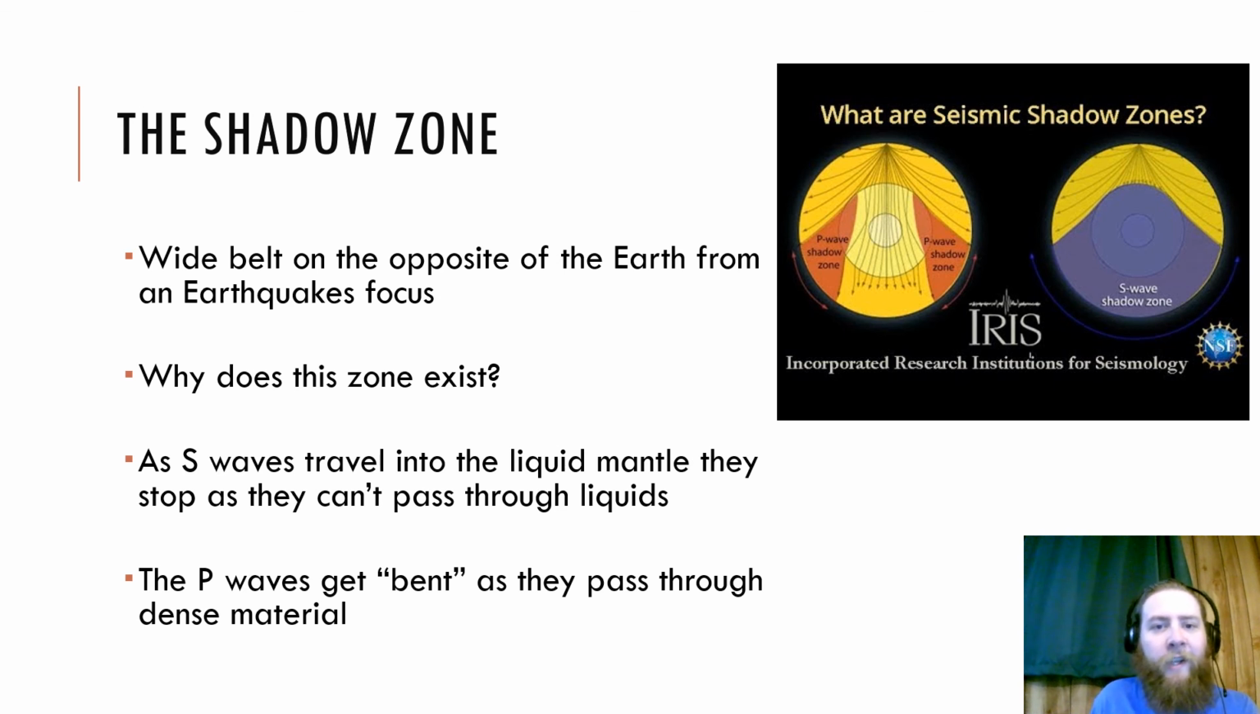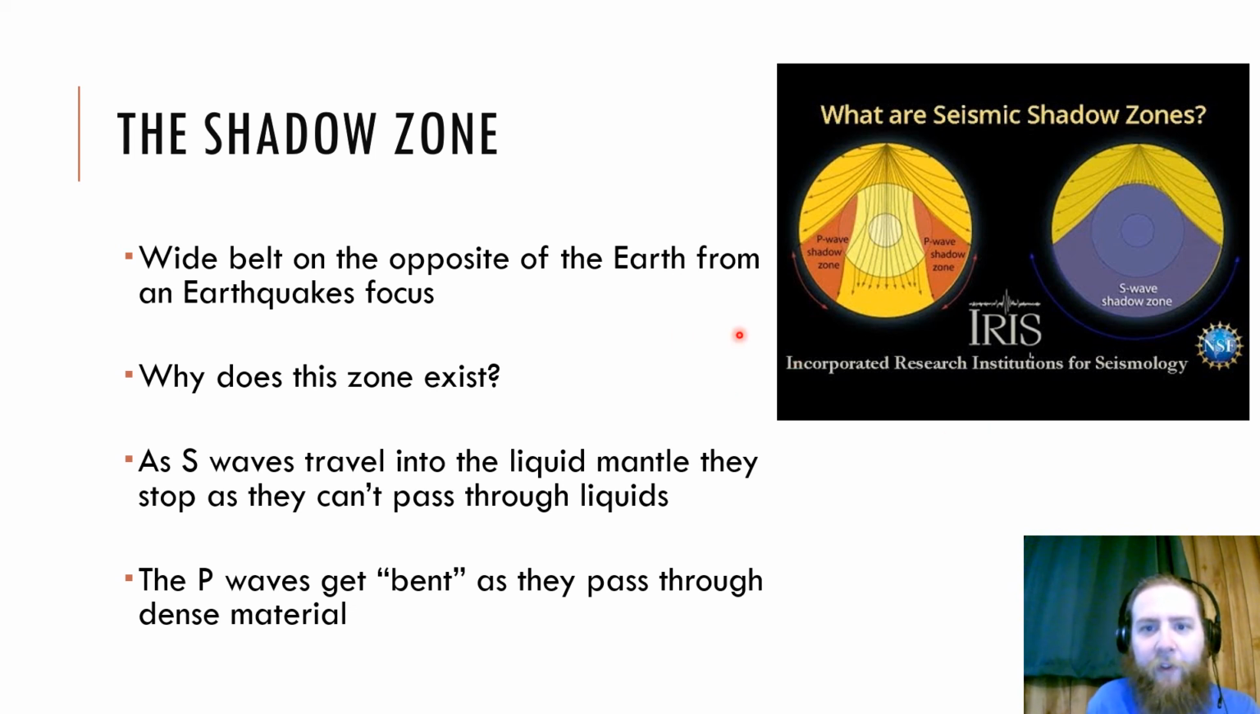Our first zone is the shadow zone. We're talking mostly about this one on the right over here. This is a wide belt on the opposite of the Earth from the earthquake's focus, and it's where a lot of the S waves don't come through. And why does this exist? The reason for this is as the S waves travel through the mantle, parts of it are solid, parts of it are liquid. They can't pass through the liquid part of it, and they can't go into this outer core, which is liquid. So they get stopped here, and they go around the sides of it.